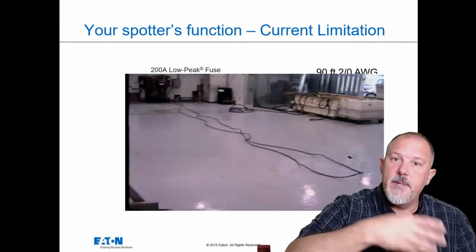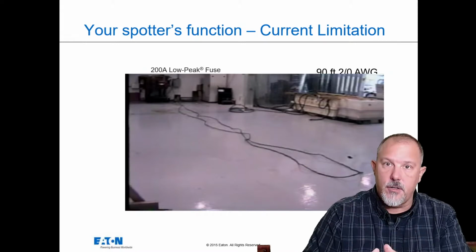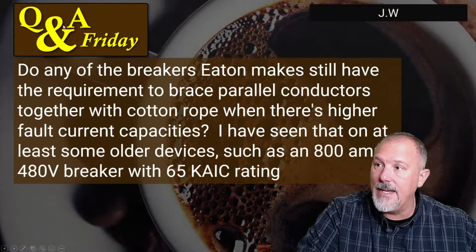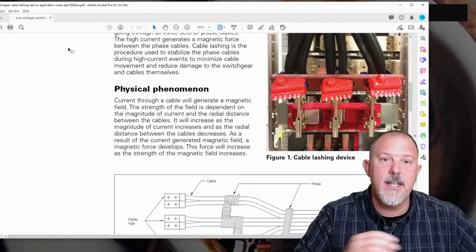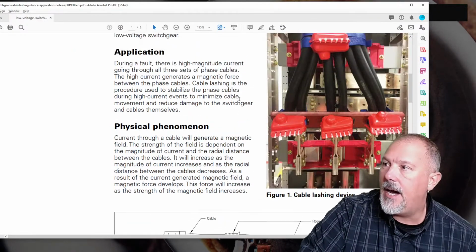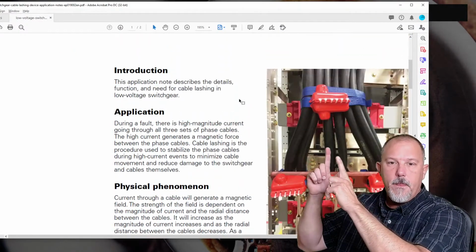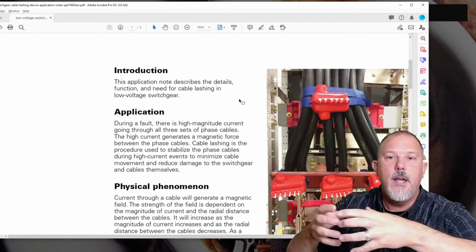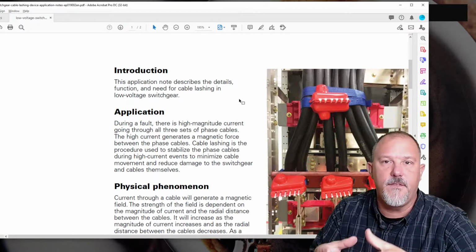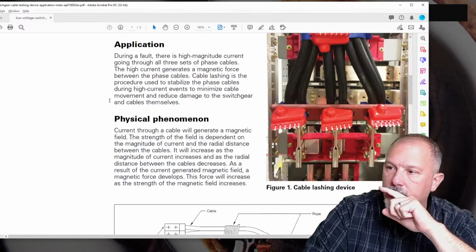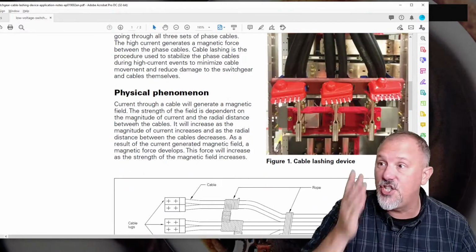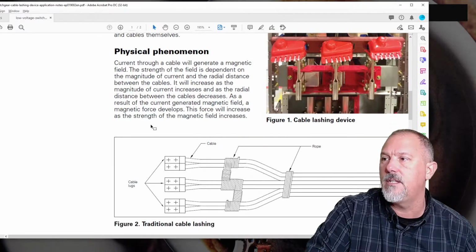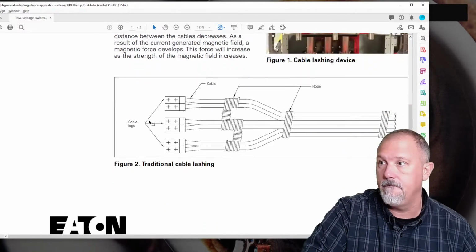So when I have a current limiting device in front of it, I relieve the pressure that's placed on the system due to those high fault currents. So, if you think about what we're talking about when we talk about cable lashing, I can alleviate the amount of force that is placed on these conductors because I'm removing the fault current so fast. So current through a cable will generate a magnetic field, which we just saw in that demonstration. It will increase as the magnitude of current increases. That first half cycle is the doozy.